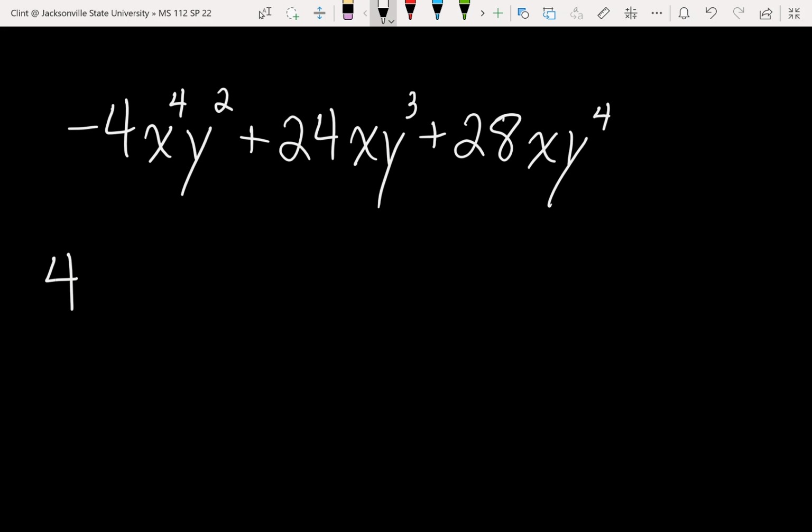Okay. So got the number part, coefficient part. So now we can look at the x's in each one. We got x to the 4th, x, x. So what can we take out? X. Yeah, the most we have in all of them. We look at the y's, we've got y squared, y to the 3rd, y to the 4th. Y squared, yeah, y squared's the most we can take out.